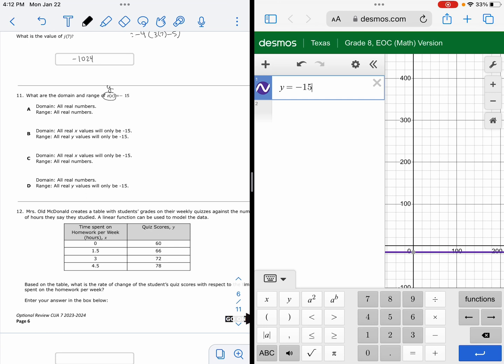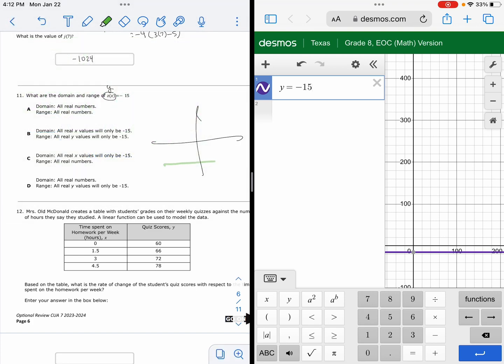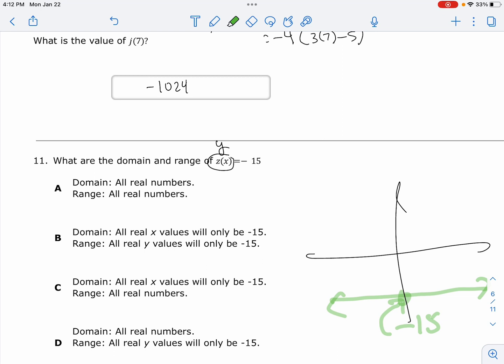So I'm going to sketch it over here. I have this horizontal line that looks like this, okay? And it is located at the level negative 15. That right there is negative 15. So when you're doing your domain and range, let's start out with our domain. Domain is your x-axis. Remember, D, R, X, Y. Let's do our domain first.